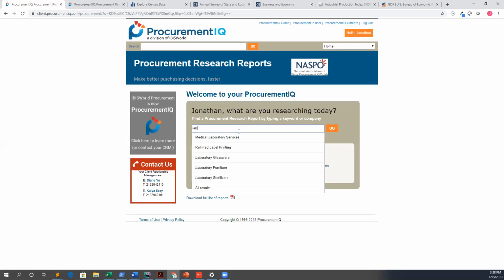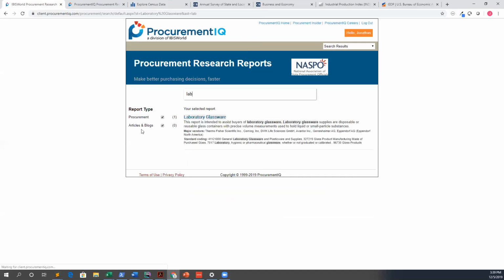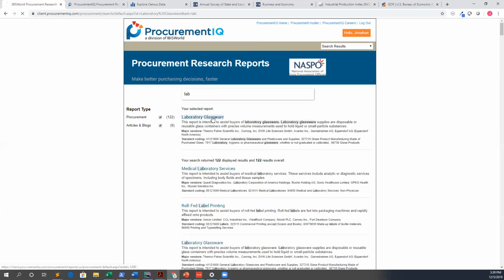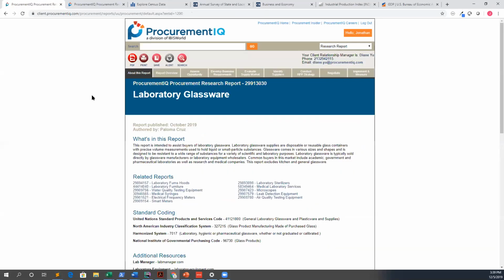But for our purposes, we will short-circuit that process and just search for one of the many sub-industries, if you will, that exist in Procurement IQ in the lab supplies market. So if we grab one of these as an example, laboratory glassware, for example, is one that we looked at. And if we dive into that report, it's a substantial report, has lots of information. All of these tabs have drill downs that you can drill down into very particular information.